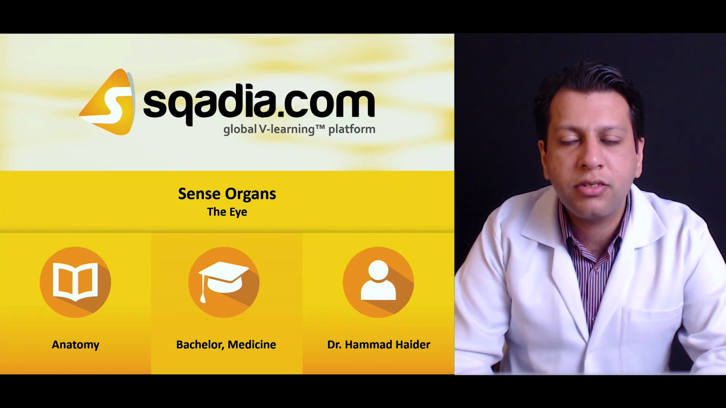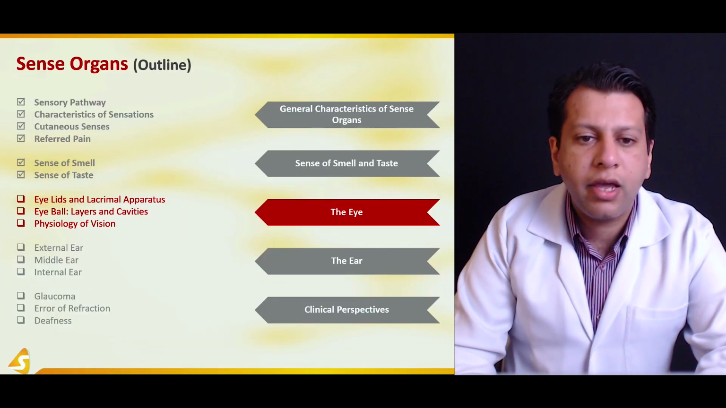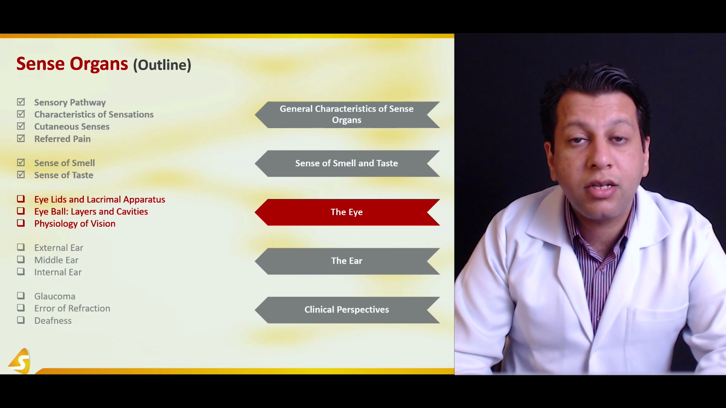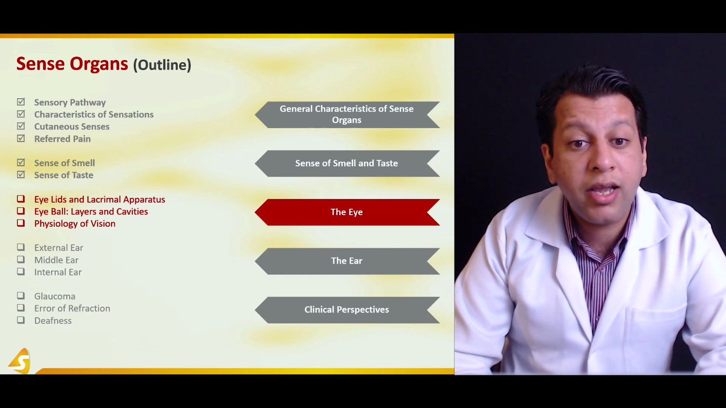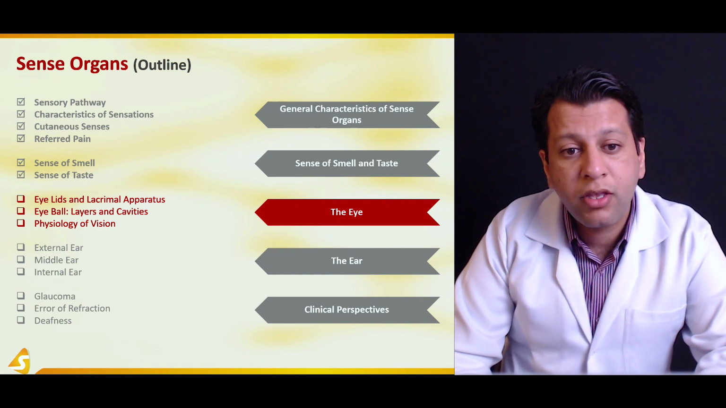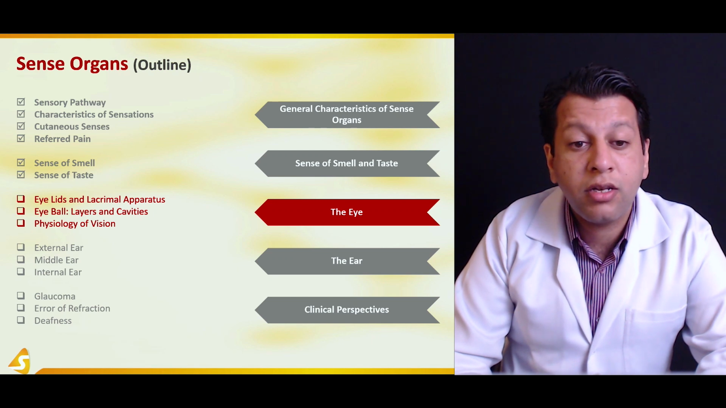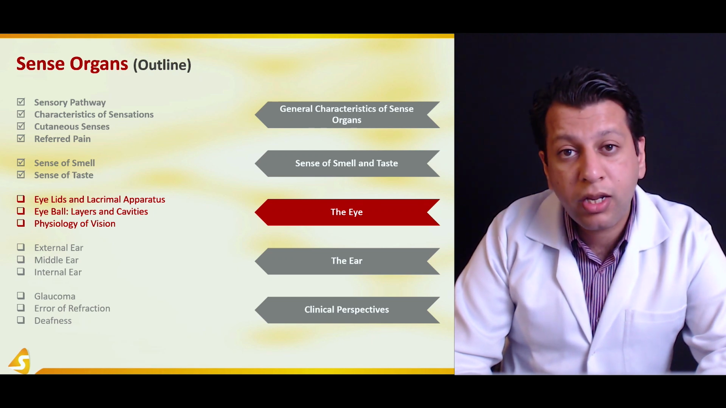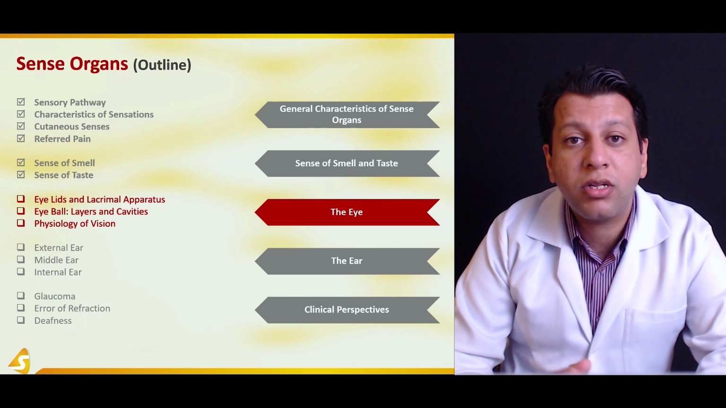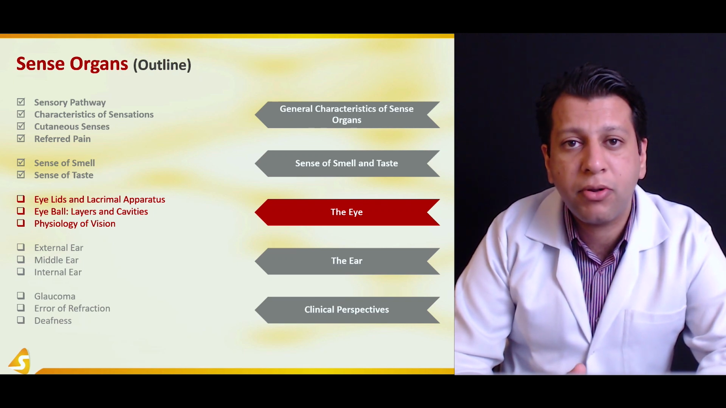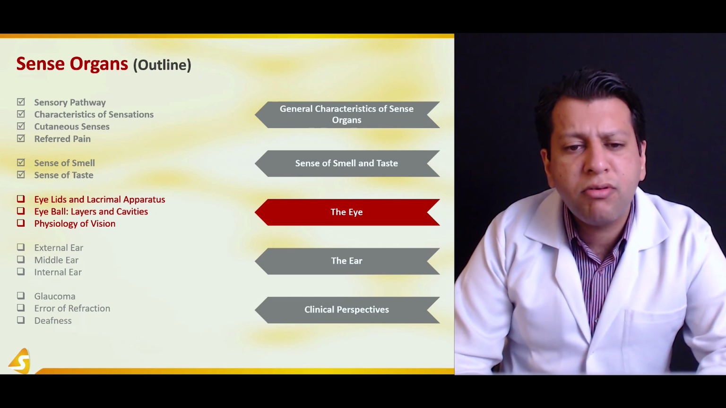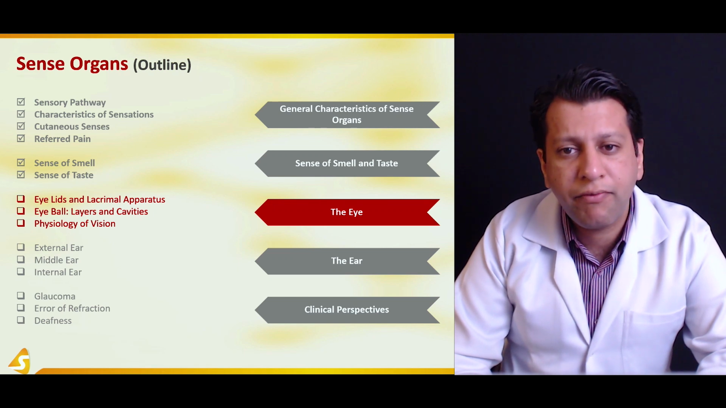We are on the third section of our lecture topic, that is the eye. In this section, we will be briefly discussing the anatomy of the eye, the eyelids and the lacrimal apparatus. We'll be discussing briefly the layers and the cavities of the eyeball and the muscles which are attached on the eye and what are the movements which happen on the eye, and we will briefly discuss the physiology of vision.